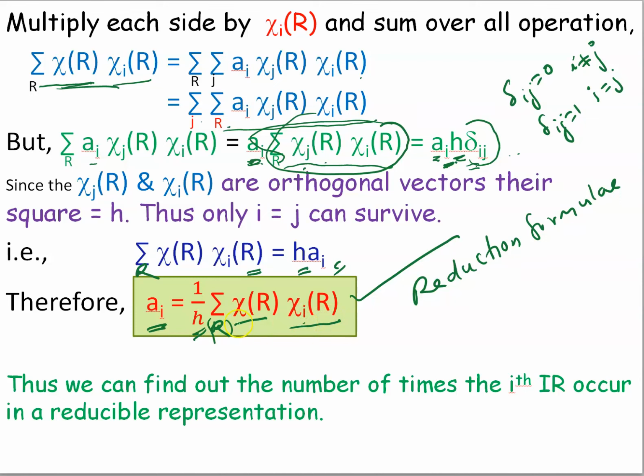Can you understand? Chi r is the character of the reducible representation, chi ir is the character of the irreducible representation. It's a very important equation. Using this equation, we can reduce a reducible representation into irreducible representations. From this equation, we can find the number of times the ith IR is present in a given reducible representation. You will understand this more clearly by taking an example.